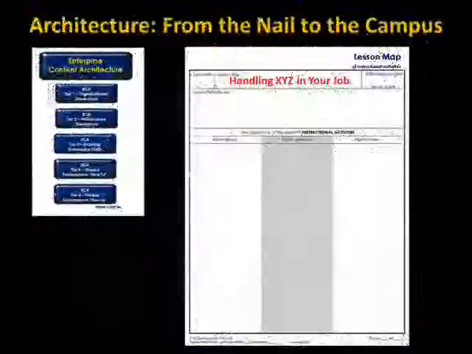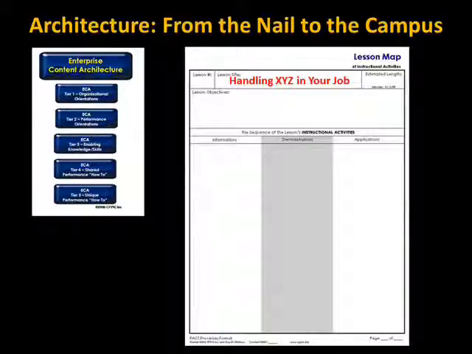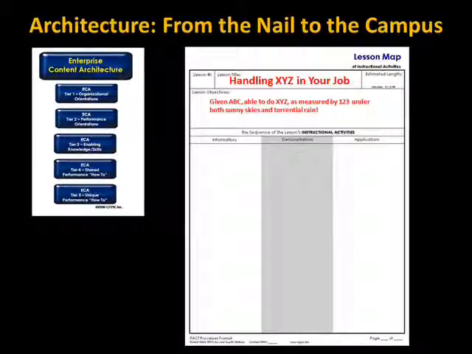How that would play out in a lesson map for handling XYZ in your job with learning objectives, which is given ABC, you're able to do XYZ as measured by 1, 2, 3 under both sunny skies and torrential rain conditions. There would always be an open and a close, where in the open is an advanced organizer that demystifies and lays out how we're going to get through this particular lesson. What's the point? How does this connect to the things previous? How does this connect to things downstream in the learning?